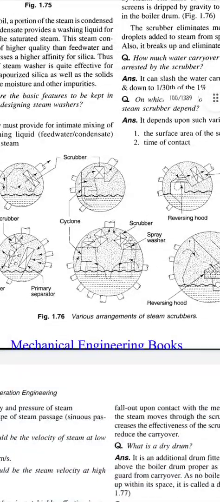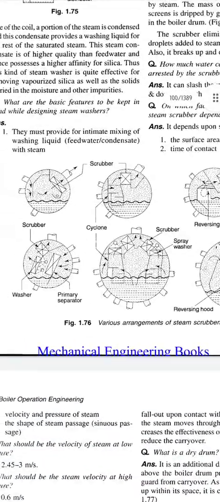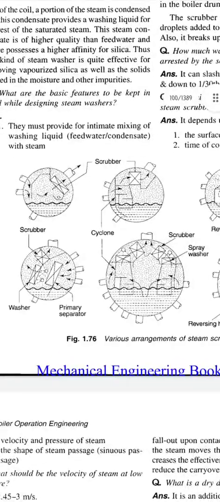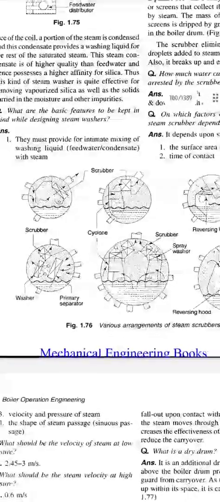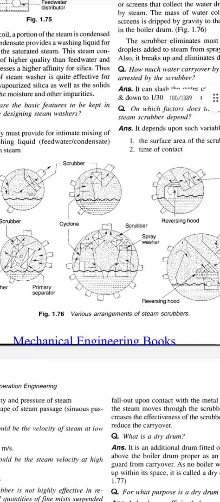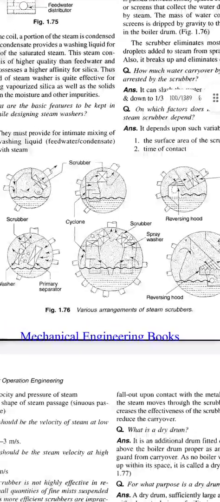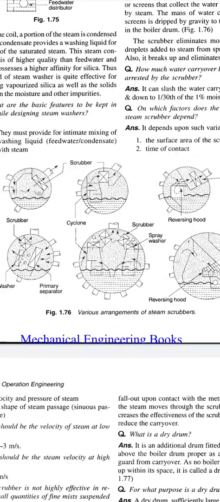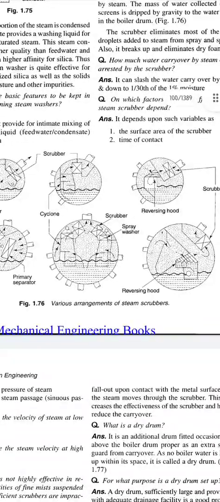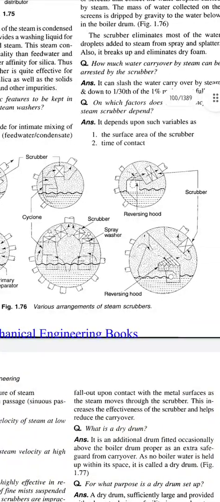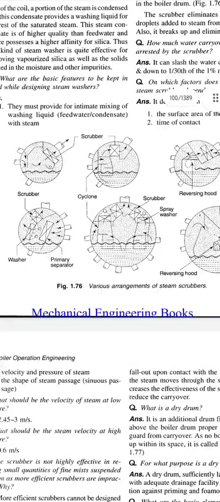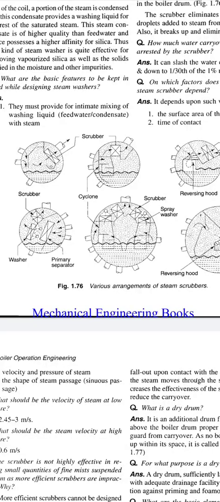Various arrangements of steam scrubbers are available in the diagrams. So the scrubbers are provided, we can see in this diagram, in different arrangements. We can see the cyclone, we can see the reversing hood at the bottom of the diagram, and these are the various arrangements of steam scrubbers.